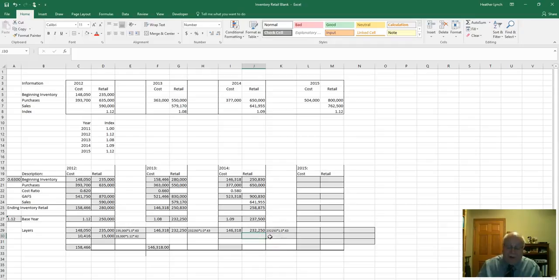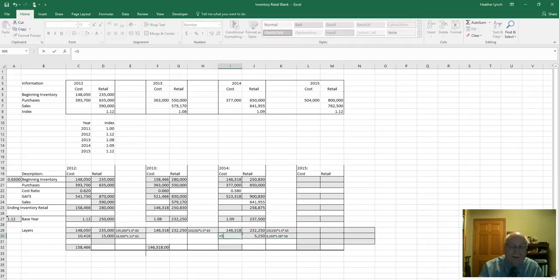Then we see we need what? Equal this minus this one, 5250. Okay, so good how I got that. It's the base year minus what we have. Okay, so we need 230, but then we need to take the 5,250, convert it into the current year, which is 1.09 times our cost ratio of 0.58. Okay, so that's what we're doing over here.